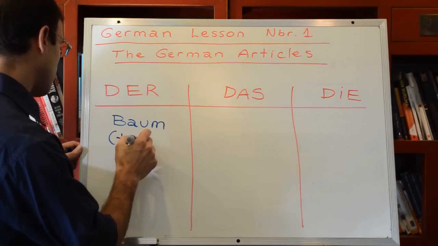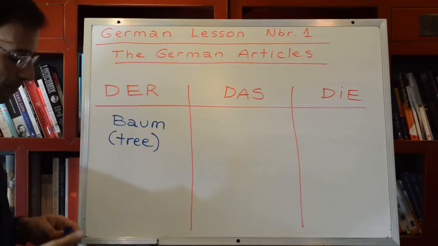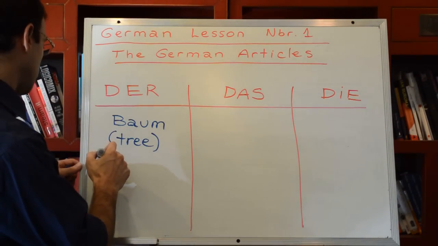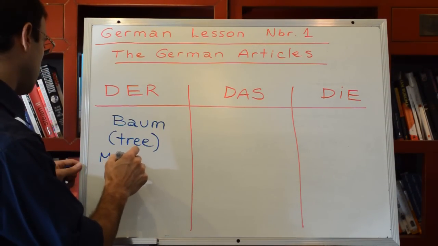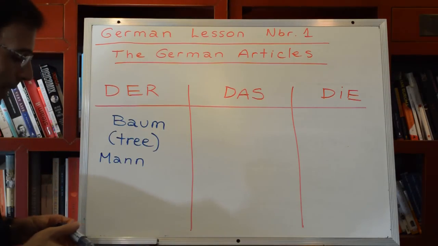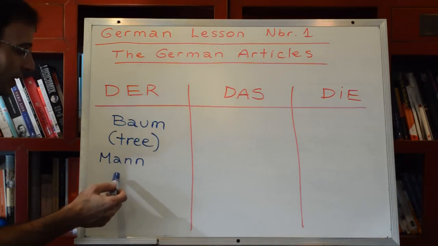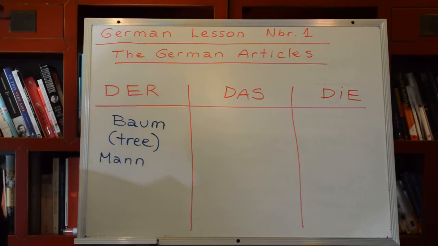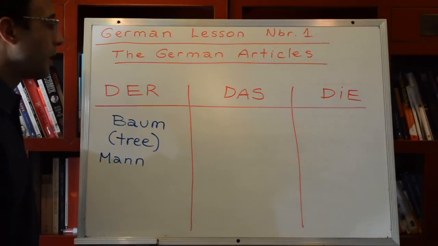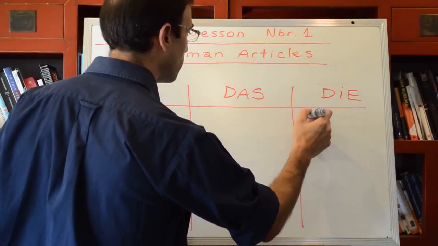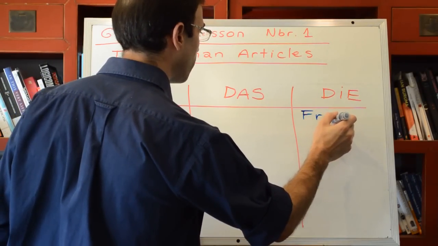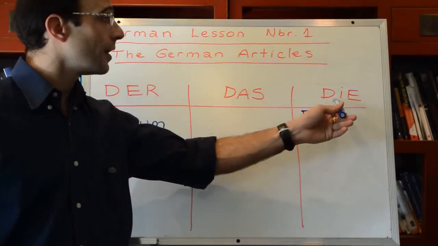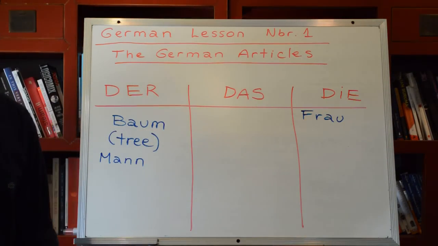Der Baum, the tree. Okay? Tree is a masculine word. Of course, the man. Man. I won't even translate it because it's man. Okay? That's a masculine word. Feminine. Die Frau. Okay? Die Frau is the woman. Of course, a feminine word, right?